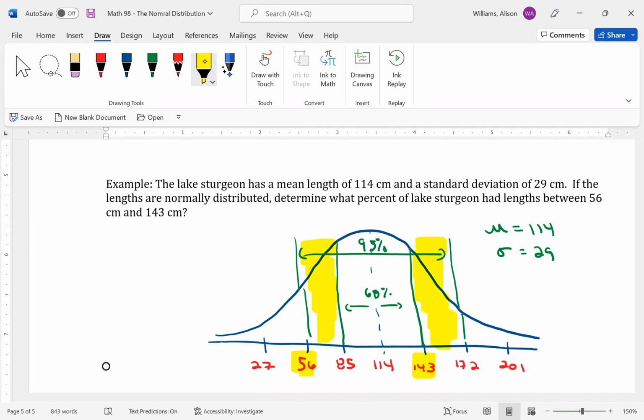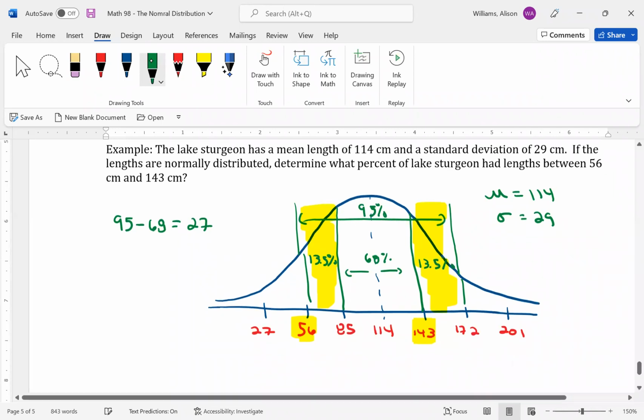I can figure that out. And the way I'm going to figure that out is I'm going to subtract 95 minus 68. So that is going to equal what I have highlighted in yellow here. 27 is how much is left over from 95 and 68. So if I split that in half, each of these are 13.5%.